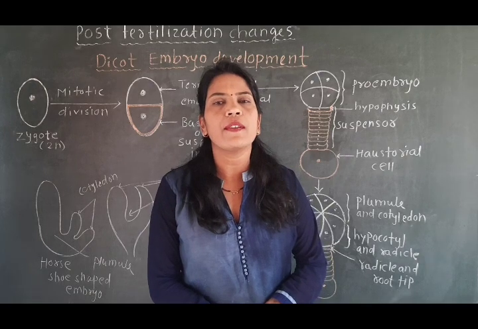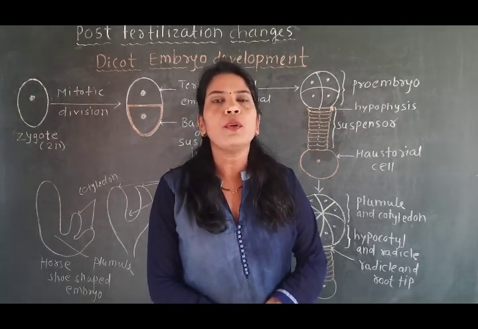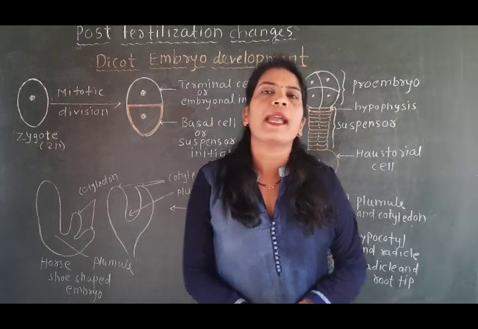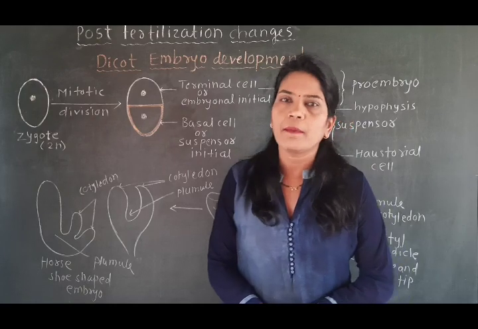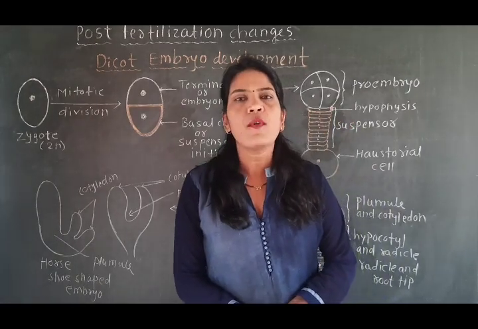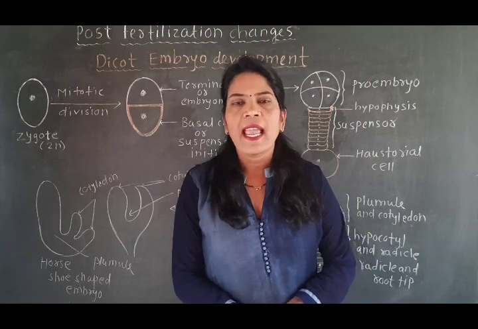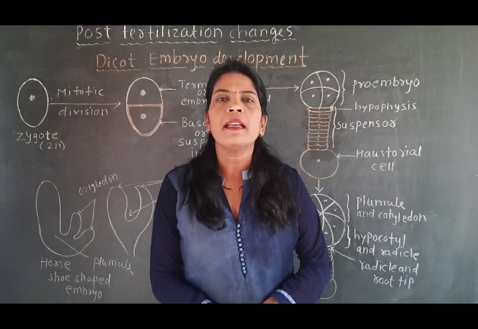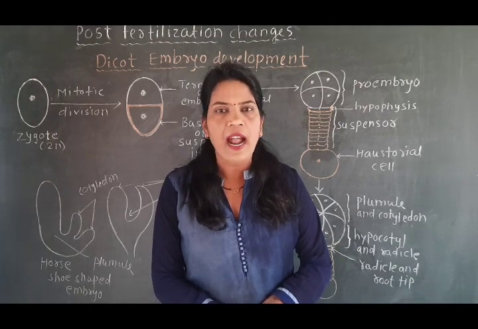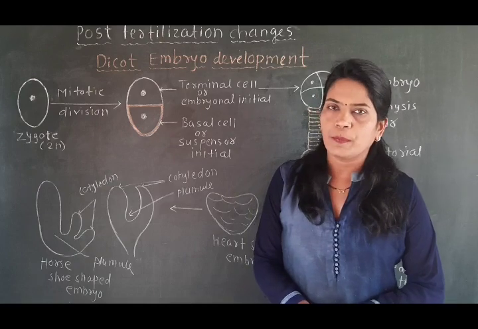In the last lecture we have seen the development of the endosperm. I also told you that the endosperm and embryo development occur in the embryo sac simultaneously, but the development of the endosperm starts first and then the development of the embryo starts. That means embryo development starts after some time of the development of the endosperm.